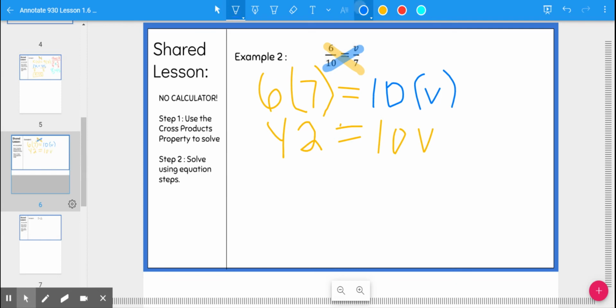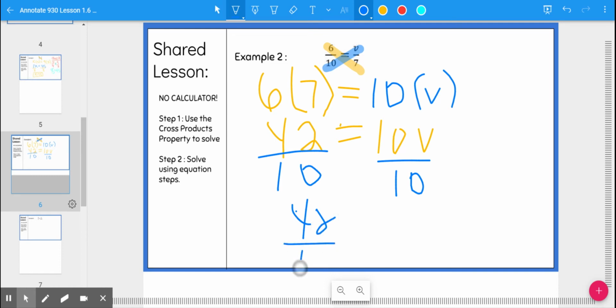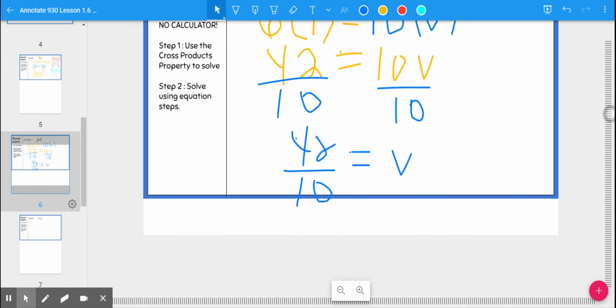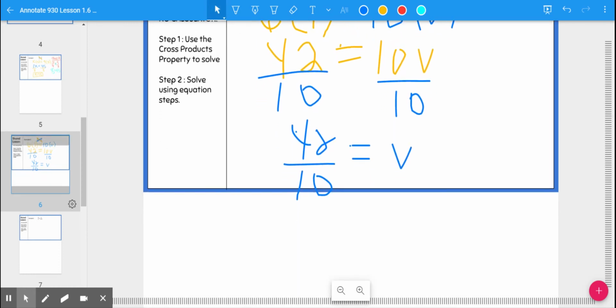Now to get v by itself, we're going to divide both sides by 10 because we want to get that variable by itself. And we are left with 42 over 10 is equal to v. I'm going to bring this down a little. All right, so it's okay if you get a fraction answer, but if we do get a fraction answer, it's really important that we fully simplify the fraction for the final answer.